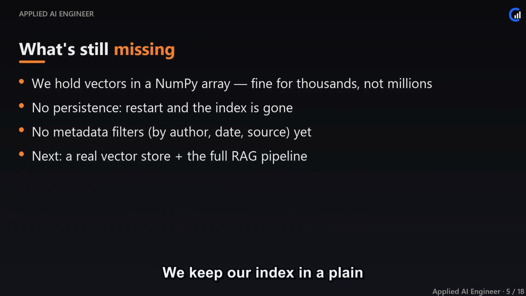Be honest about the toy parts. We keep our index in a plain NumPy array in memory, wonderful for thousands of chunks, but it won't scale to millions, and it vanishes the moment the process restarts. There's no persistence, and no way yet to filter by metadata like author or date. Those are exactly the jobs of a real vector database, which we reach in episode 7. But first, in the very next episode, we connect this retriever to the model to answer questions for real.